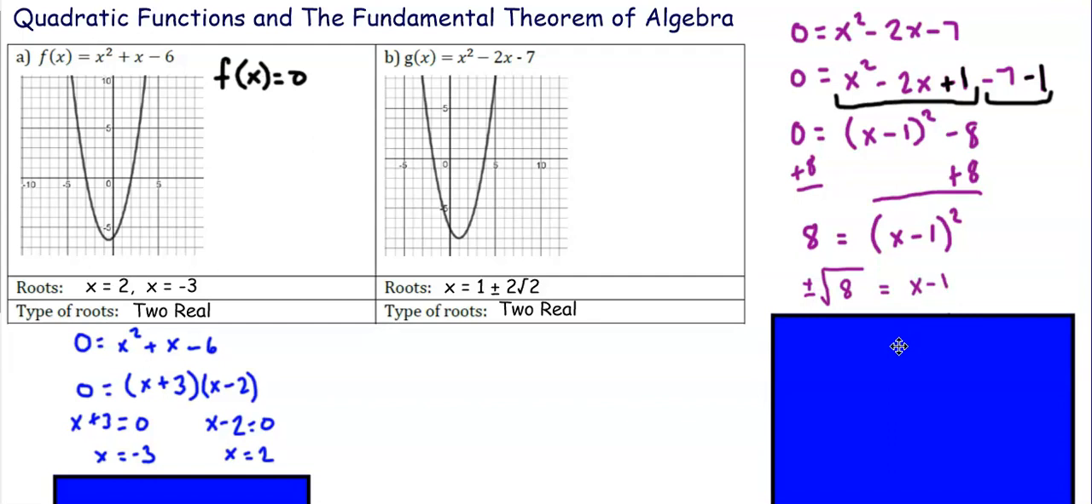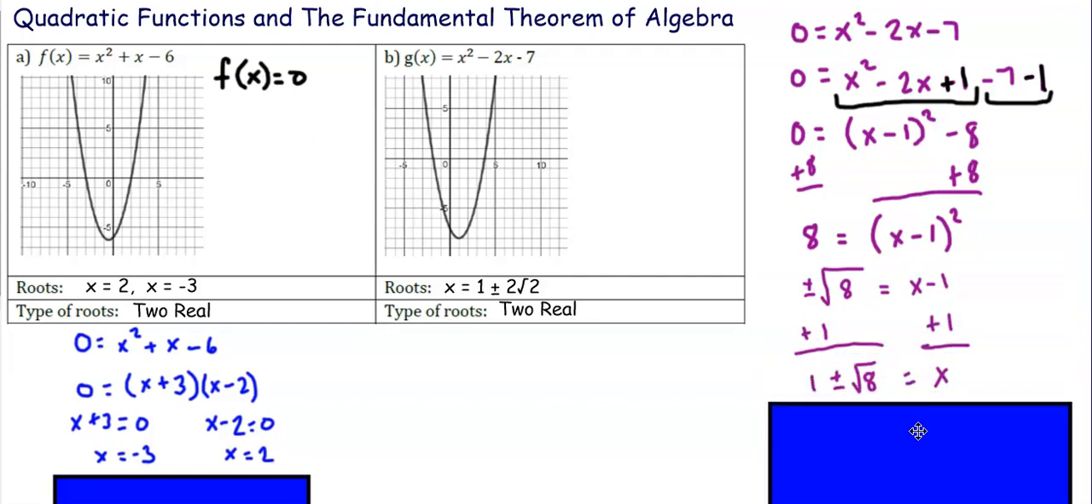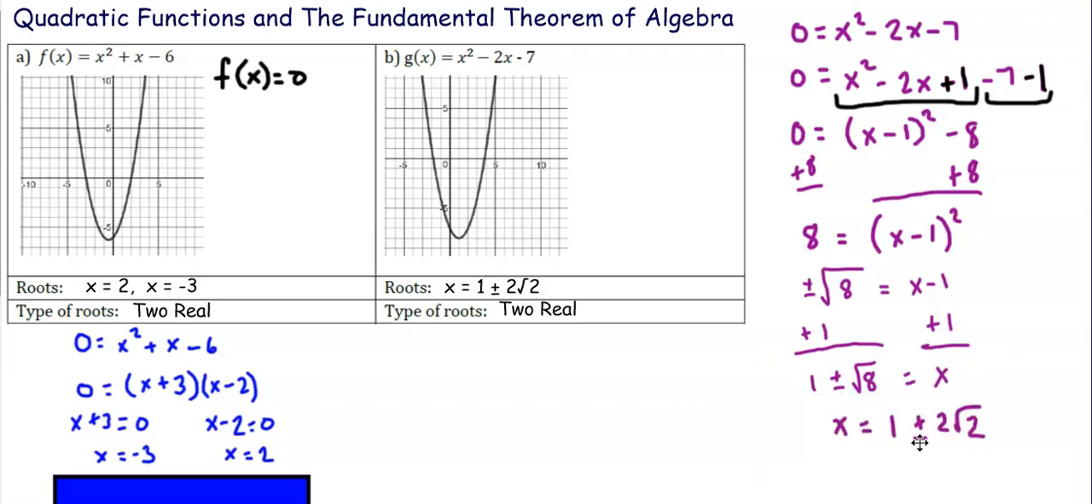My next step is to add 1 to both sides of the equation, and I get 1 plus or minus the square root of 8. I can simplify that to 1 plus or minus 2 square roots of 2. So that's 1 plus 2 square roots of 2 and 1 minus 2 square roots of 2. Those are 2 real roots. They're irrational because of this square root of 2, but they are real.